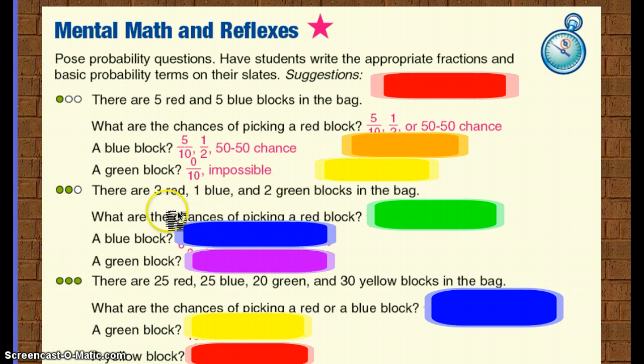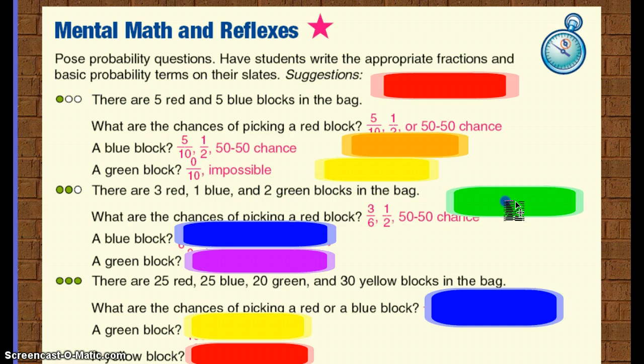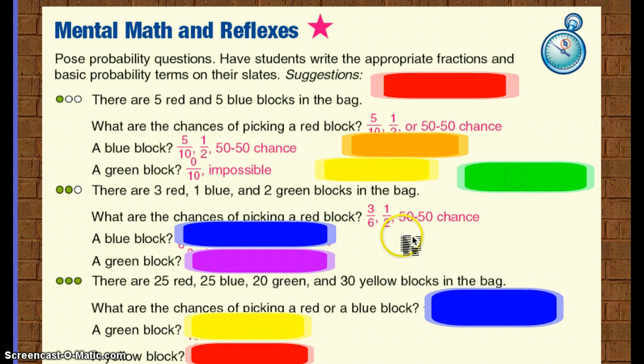So let's do the next one. There are 3 red, 1 blue, and 2 green blocks in the bag. What are the chances of picking a red block? I'm hoping you said 3. And what's the total for our denominator? Well, if we add the 3 that were the red, the 1 that is the blue, and the 2 that are the green, you would notice it's 3 out of 6, half, or a 50-50 chance.